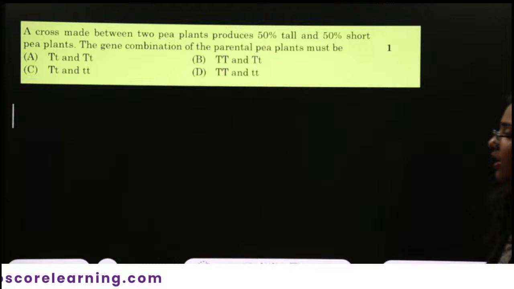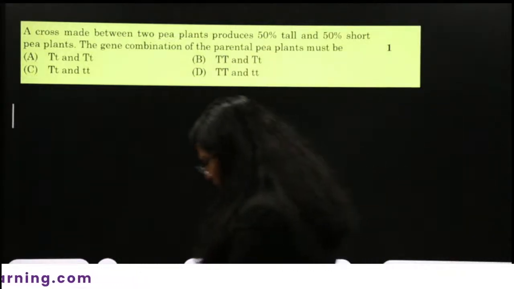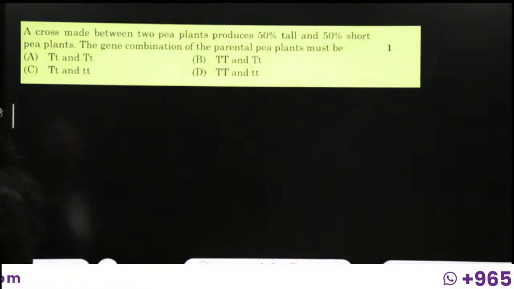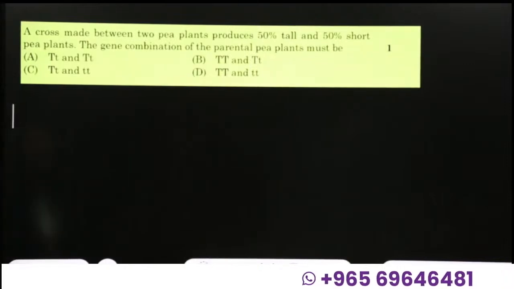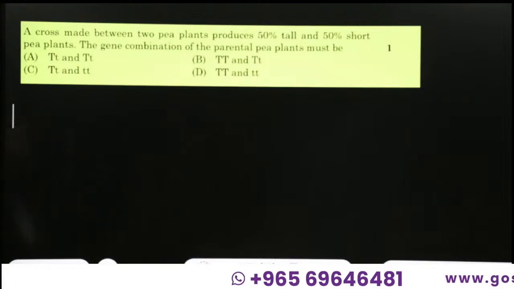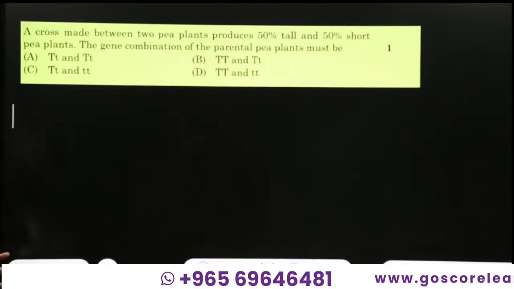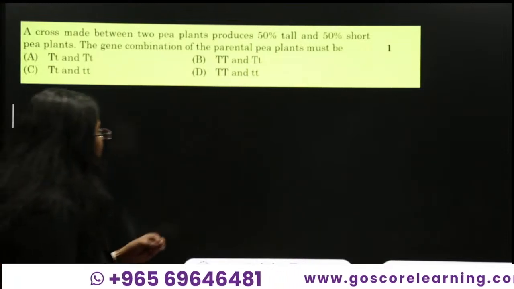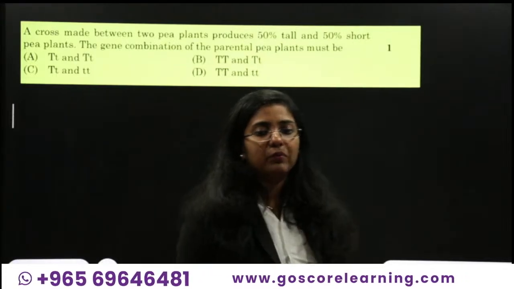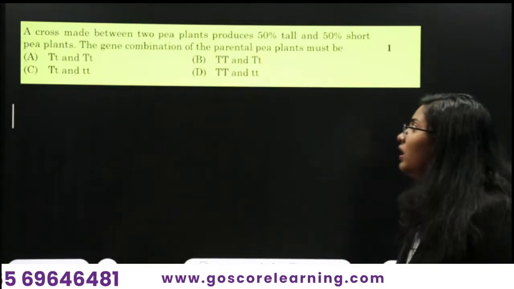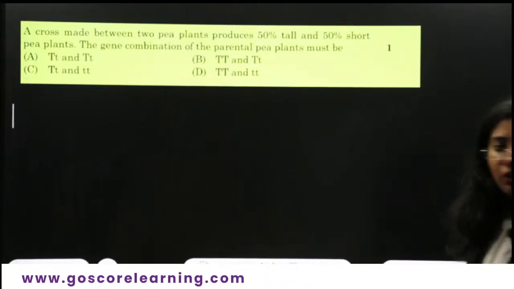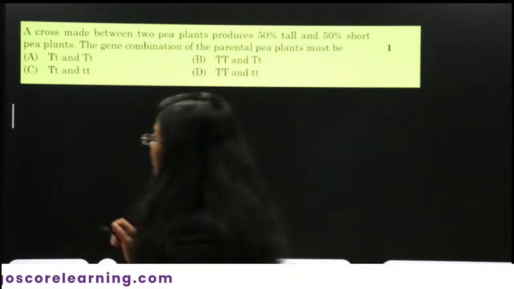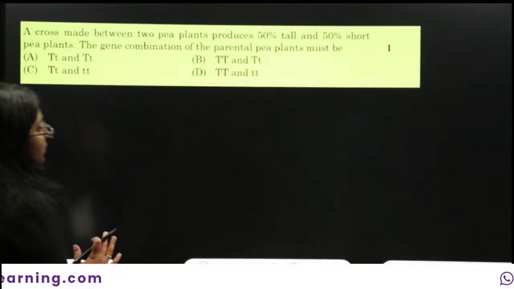Okay, what is the next question given here? A cross made between two pea plants produces 50% tall and 50% short pea plants. The cross produces 50% tall and 50% dwarf. It is given as short, but you should know that short and dwarf are the same.